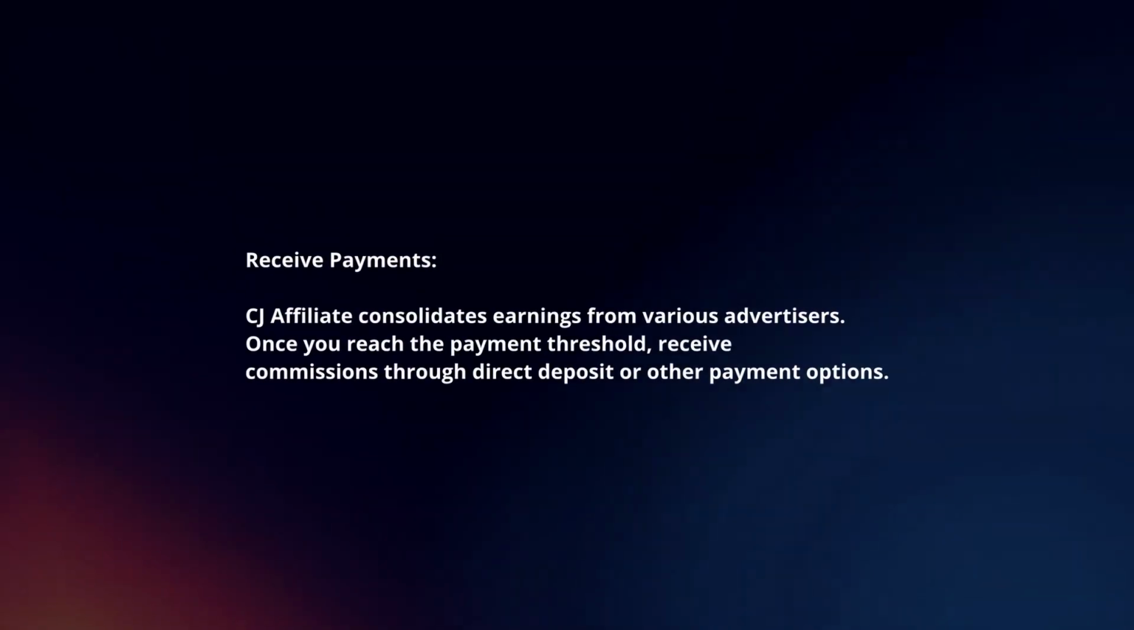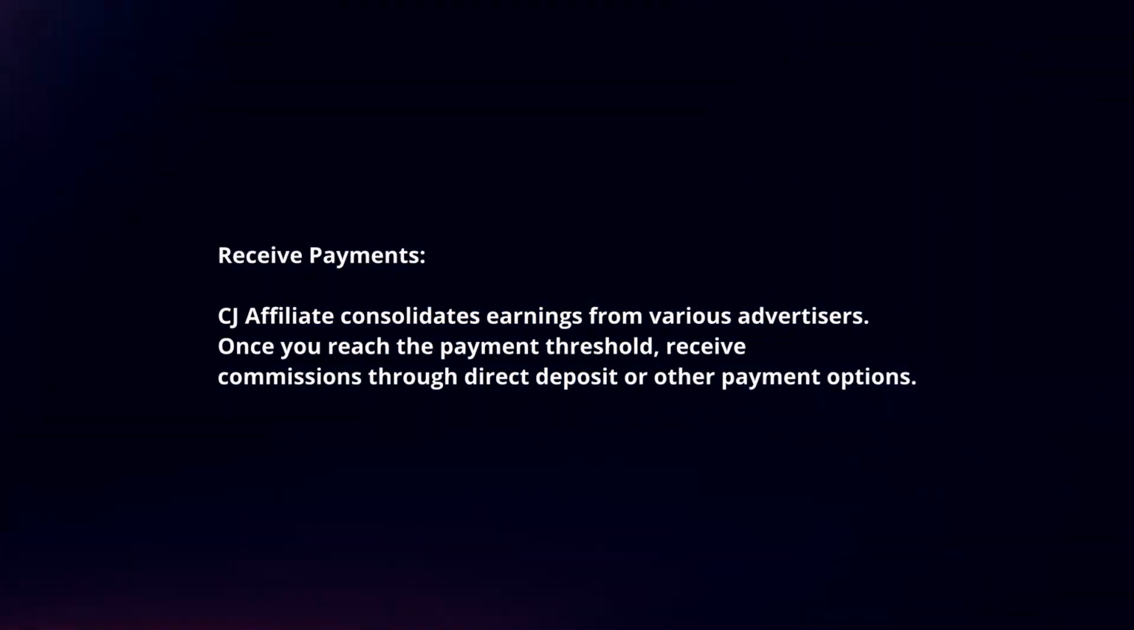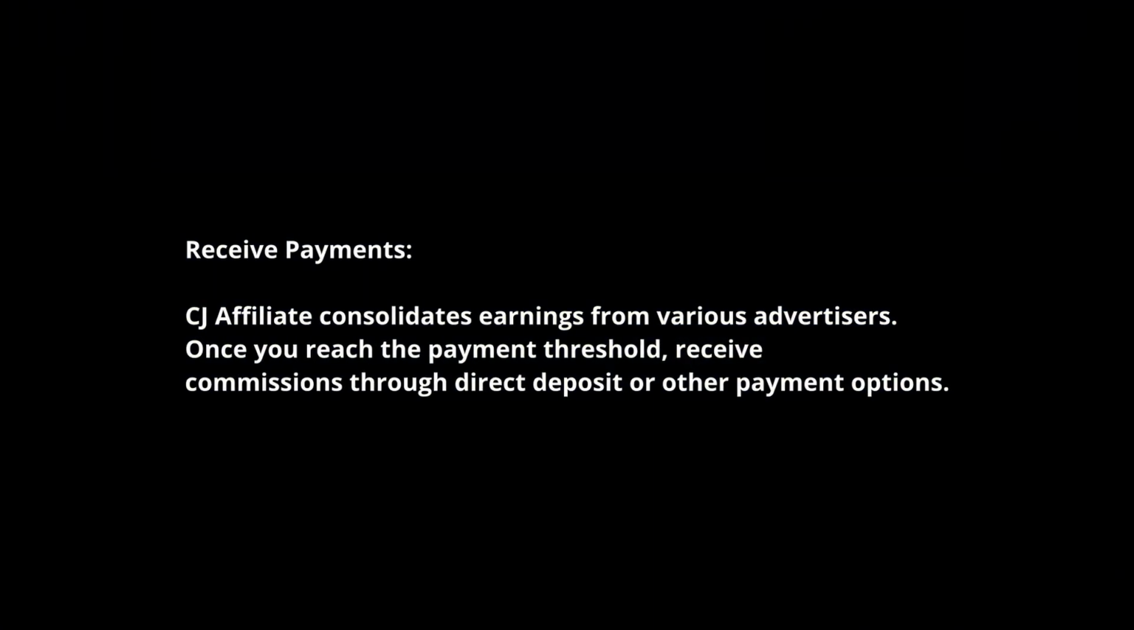Receive payments. CJ Affiliate consolidates earnings from various advertisers. Once you reach the payment threshold, receive commissions through direct deposit or other payment options.